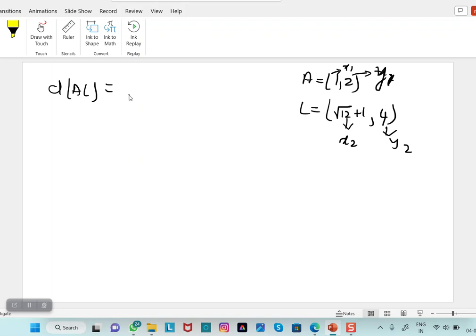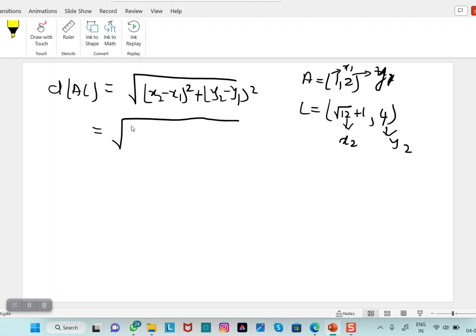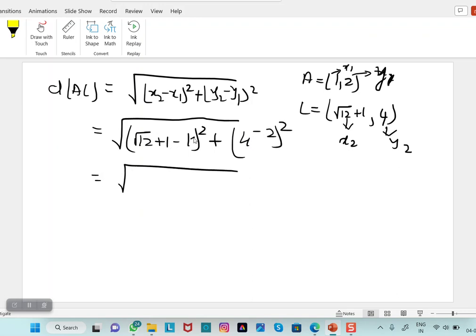So to find distance AC, we take root of (x2 minus x1) the whole square plus (y2 minus y1) the whole square. x2 is root 12 plus 1, x1 is again 1, the whole square. y2 is 4 and y1 is 2, the whole square. So 1 plus 1 cancel and we get root 12 the whole square. 4 minus 2 is 2 squared. The square root gets cancelled and we are left with 12. 2 squared is 4. This is 16.